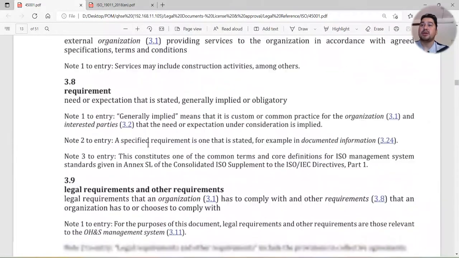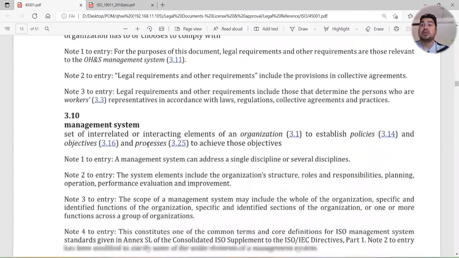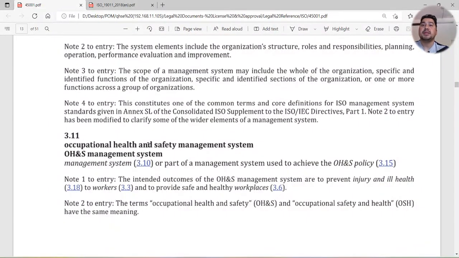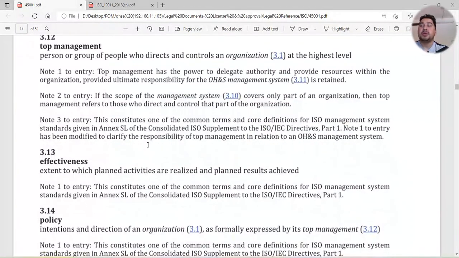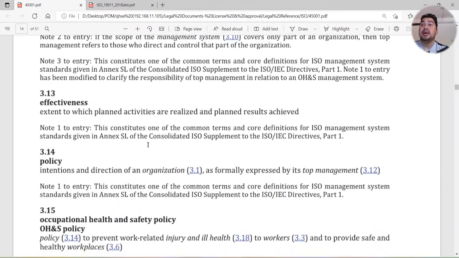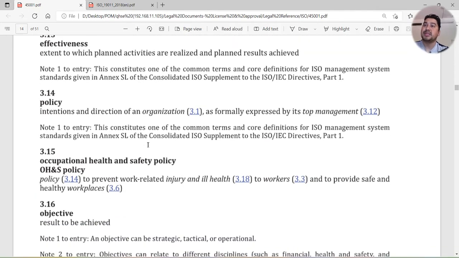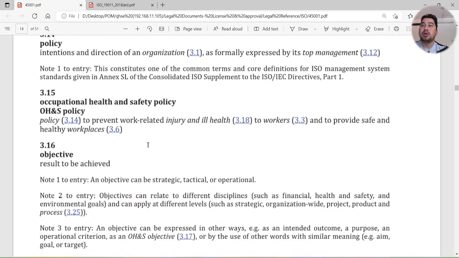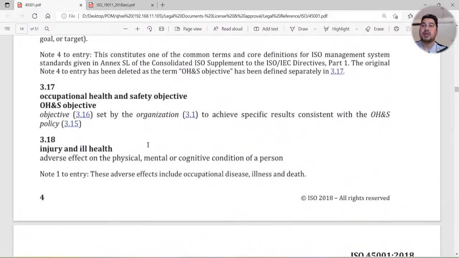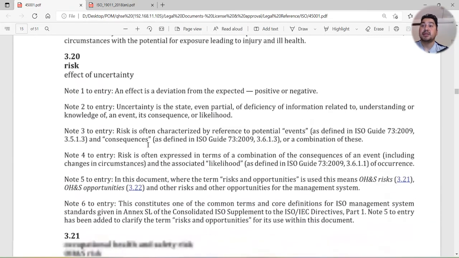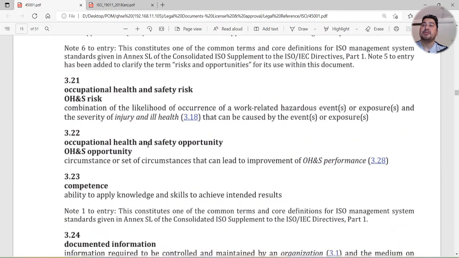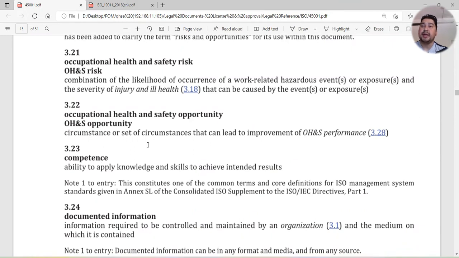Workplace, contractor, requirement, legal requirements, management system, occupational health and safety management system, OHS management system, top management, the group or person of top people in the organization, effectiveness, extent to which planned activities are realized and planned results achieved. Policy, occupational health and safety policy, objective, occupational health and safety objective, injury and ill health, hazard, risk, occupational health and safety risk, OHS risk, occupational health and safety opportunities, competence.